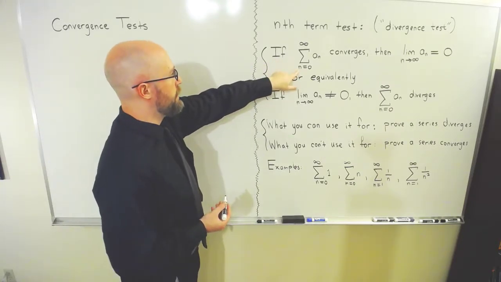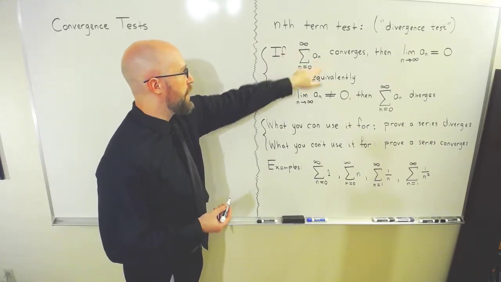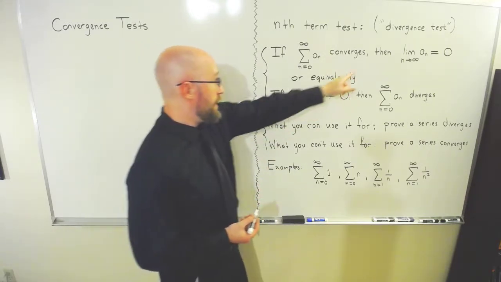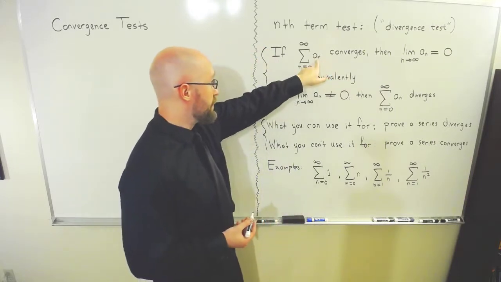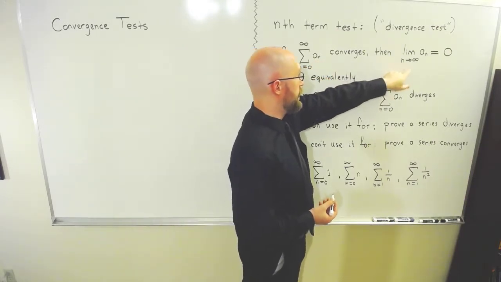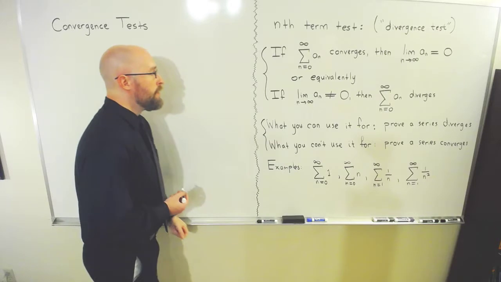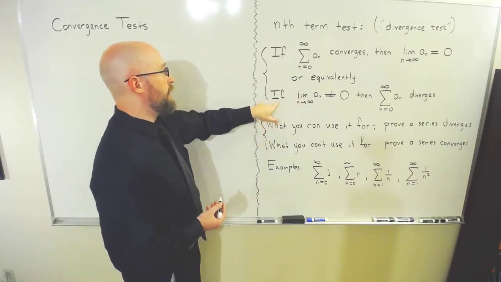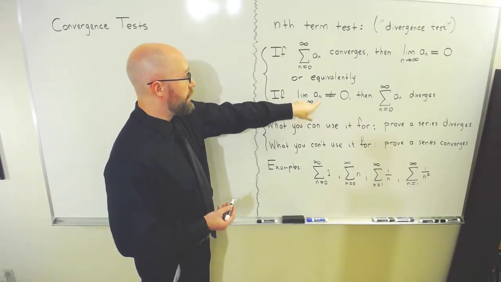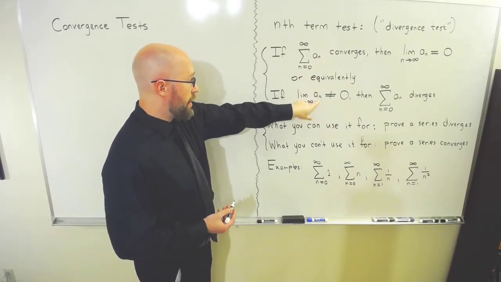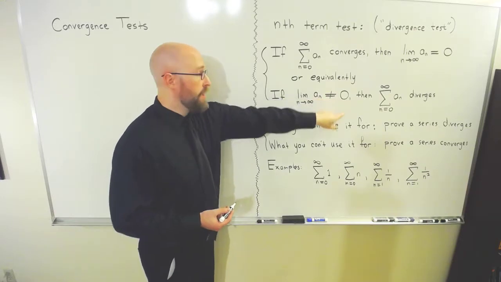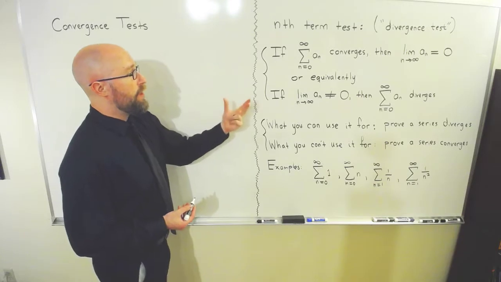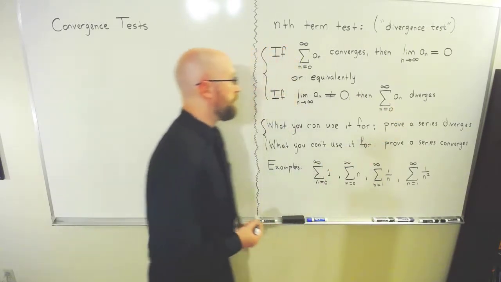It says if I have an infinite series, the sum from n equals 0 to infinity of an, and it does converge, then the limit of the individual terms in the series as n approaches infinity must be 0. A logically equivalent statement is that if the limit as n approaches infinity of the individual terms in the series is not 0, then the series diverges. And so this is why it's called a test for divergence.